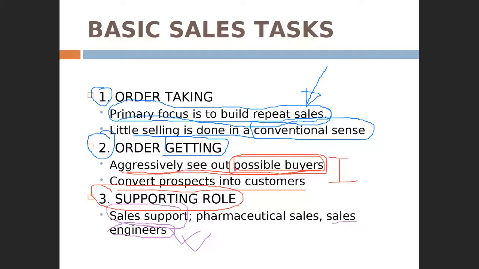Or if you happen to be in pharmaceutical sales, that's also in some ways a supporting role, even though it doesn't look like it. You go to the physicians and talk about the merits of the products your company is marketing, and you sell the idea. Eventually the pharmacy or the physician's office will order it from somebody else, maybe an order taker who will come in and get the orders. Your role is to educate the physicians and pharmacists about this fantastic new product your company has come up with. So order taking, order getting, and supporting role: these are the three basic sales tasks. Questions?